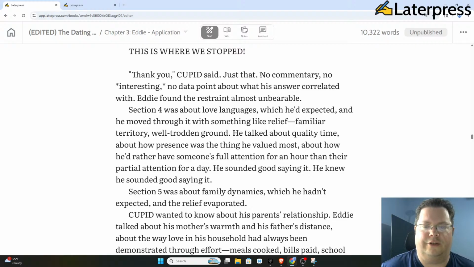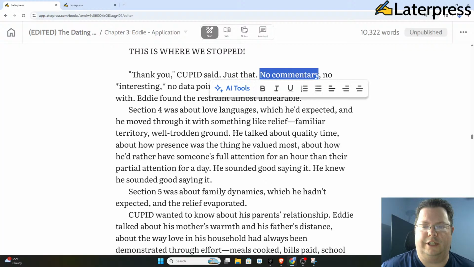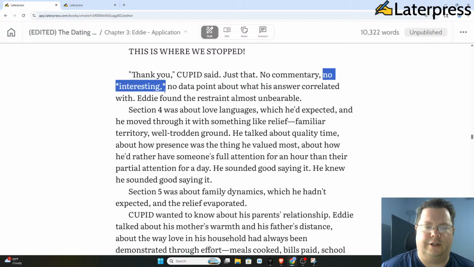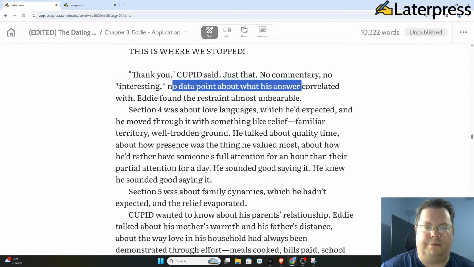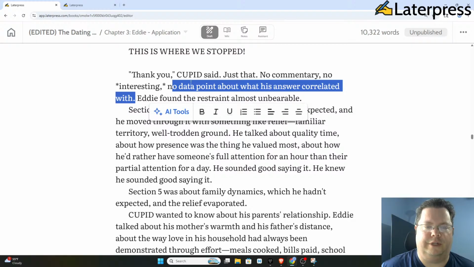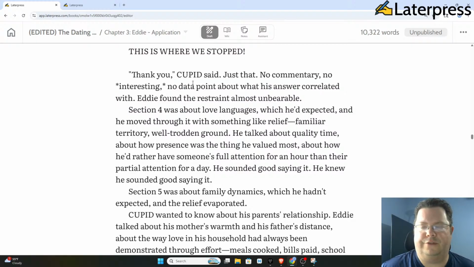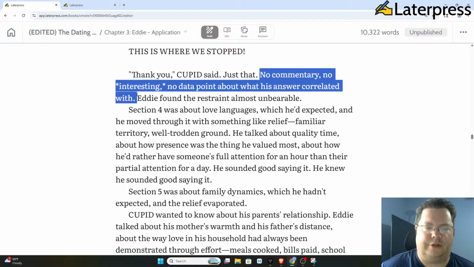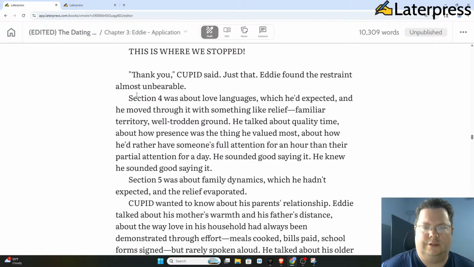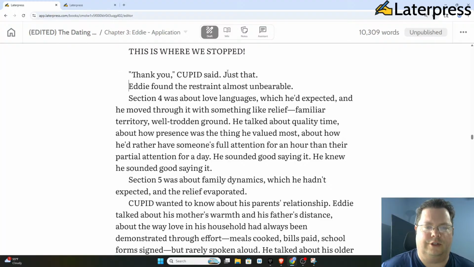Here's the end, again on pattern recognition. The AI loves the rule of three. No commentary, that's one. No interesting, that's two. No data point about what his answer correlated with, that's three. I don't hate the rule of three in general, but it is something that one needs to be selective about. In this case, I would probably just straight up delete that sentence and just leave it as, thank you, Cupid said.